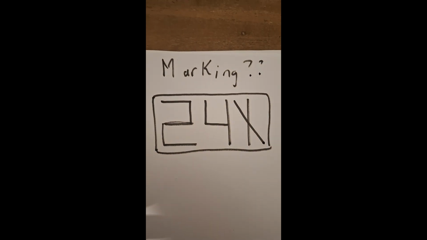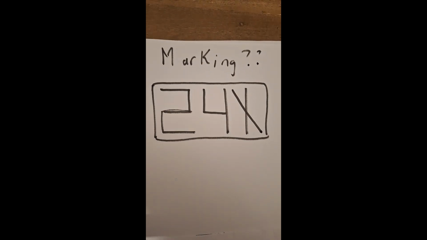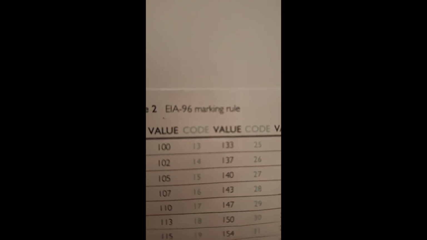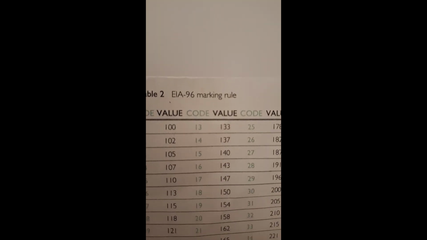Let's look at this SMD resistor, which has a marking of 24x. The marking looks a little confusing. There's a table to refer to called the EIA 96 marking rule table. Let's have a look.